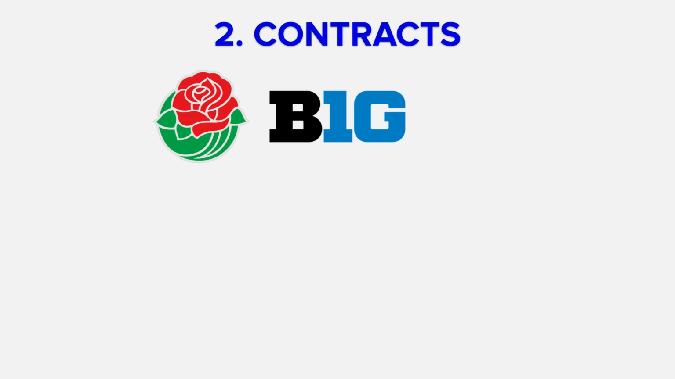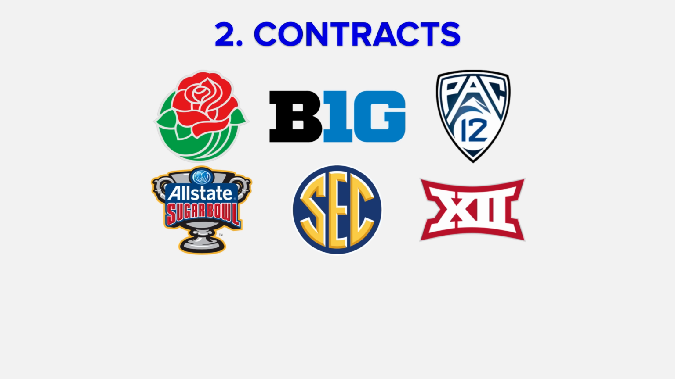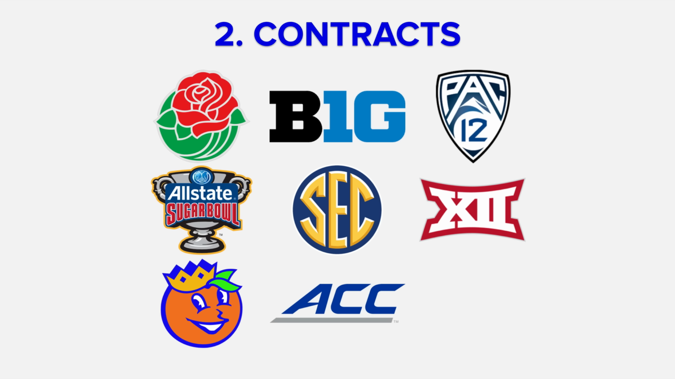The next phase is fulfilling the contracts of up to 3 of the 6 bowls. When they're not hosting semifinal games, the Rose Bowl gets its traditional Big Ten versus Pac-12 matchup, the Sugar Bowl gets an SEC versus Big 12 matchup, and the Orange Bowl gets an ACC team against the highest-ranked available team among the SEC, Big Ten, and Notre Dame.